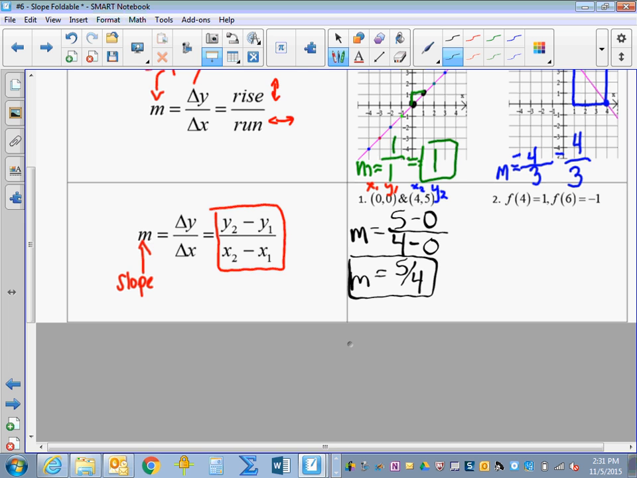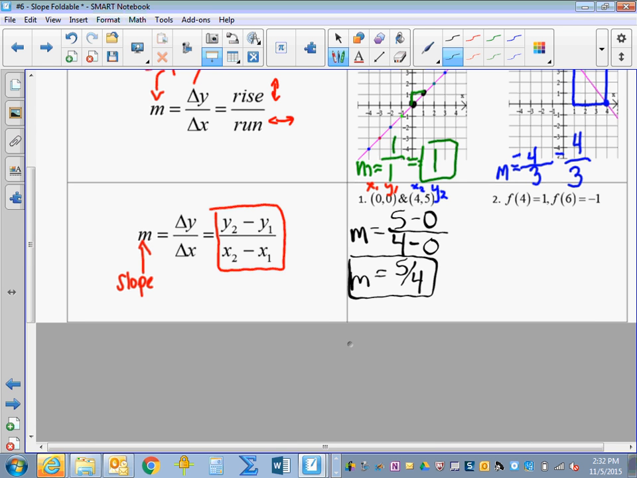So for the change in y, do you just not put it into the equation? Yeah, this change in y represents the difference of the two values. So this actually means subtracting, y2 minus y1. And again, if you would have chosen this to be your y1, your x1, that's fine. You would have gotten the same answer. You would have had to simplify some more. All right, questions on number one?